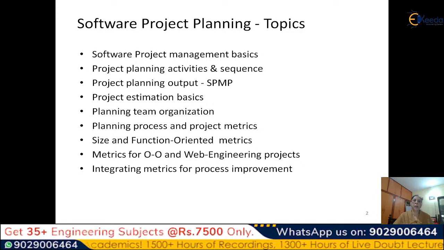Under the project planning, there are many activities. So we will look into the project estimation. We will look into project team organization, and we'll look into project metrics. And under project metrics and process metrics, two types of metrics, we will discuss some of these topics.